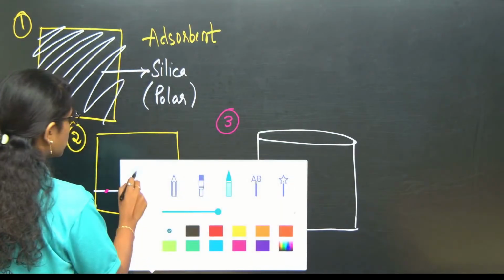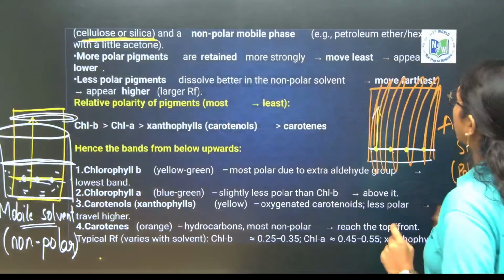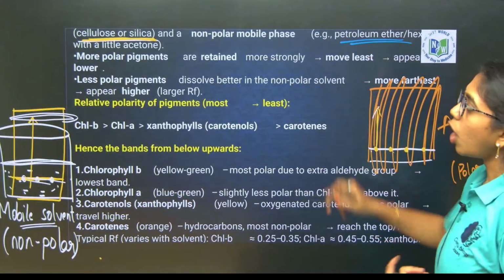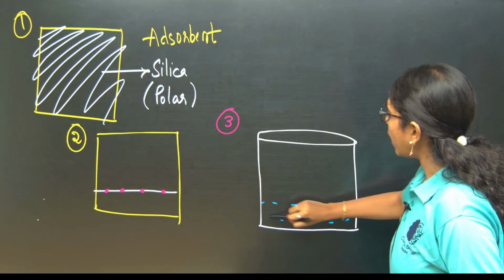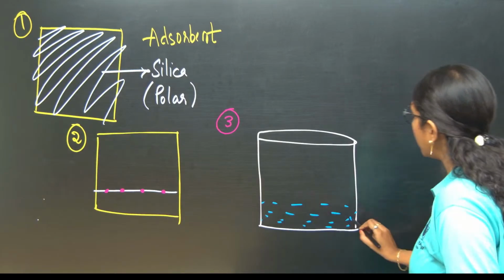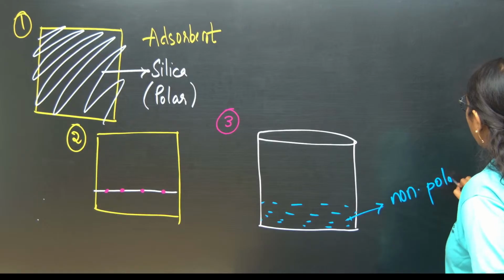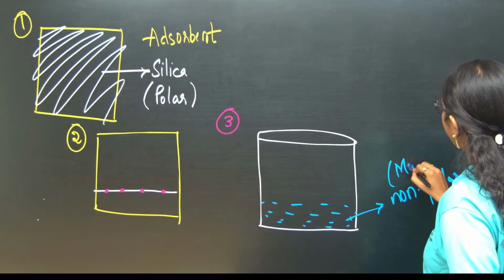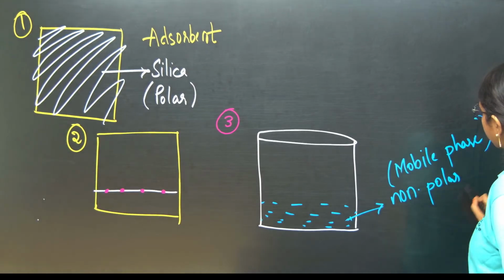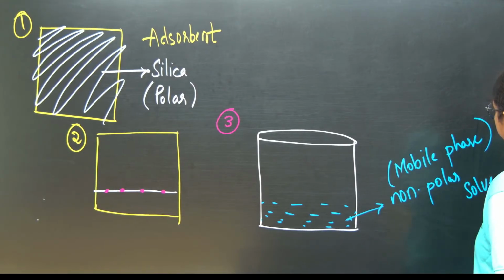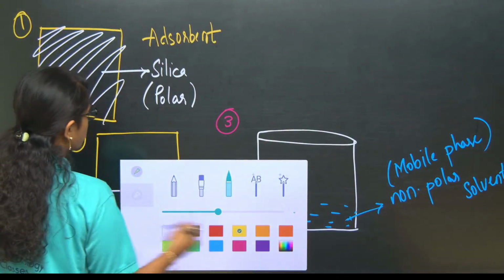This mobile phase or mobile solvent can be anything like petroleum ether or hexane. So, that mobile phase is poured into a beaker. This is non-polar mobile phase. Fine. This acts as what? Solvent. Fine, right? So, in this plate, what is placed over here?